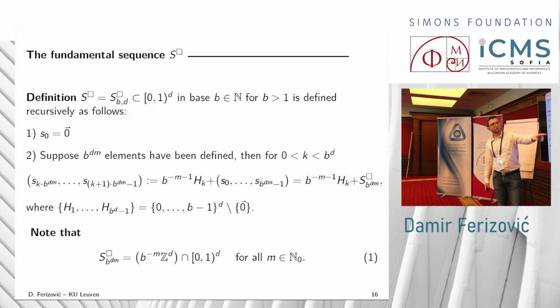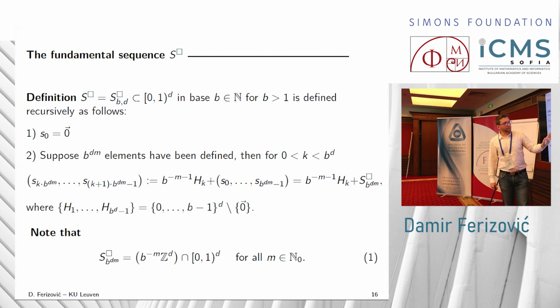strictly between 0 and b to the d, we form these sets, well, we concatenate essentially copies of the previous elements. So h_k are vectors. They're in this set {0, ..., b-1}, we have d copies, the Cartesian product, d times, minus the origin. And this set is basically these vectors in some order.